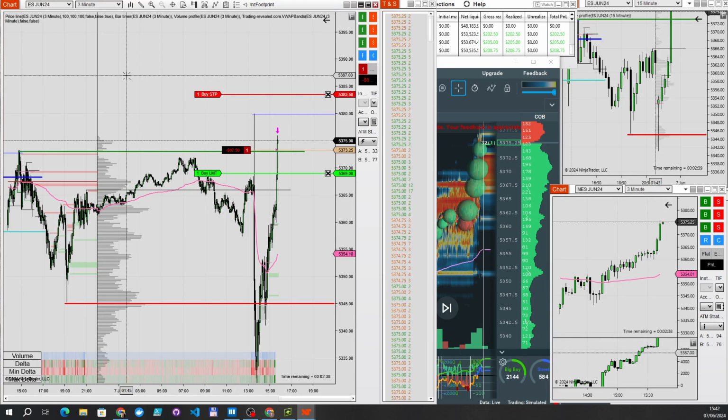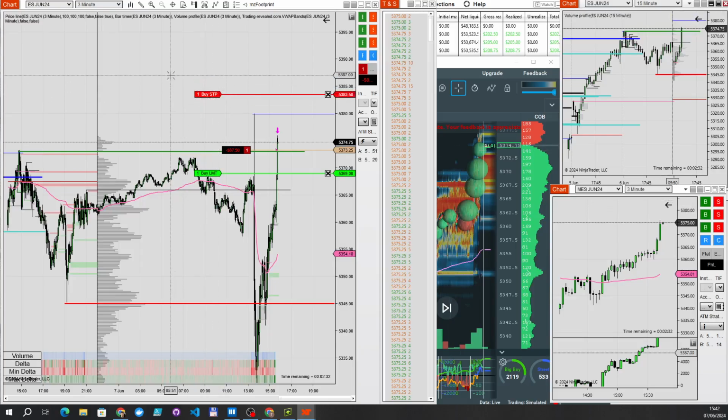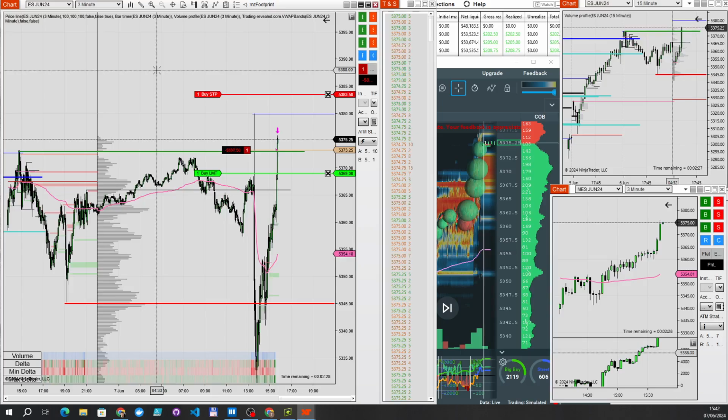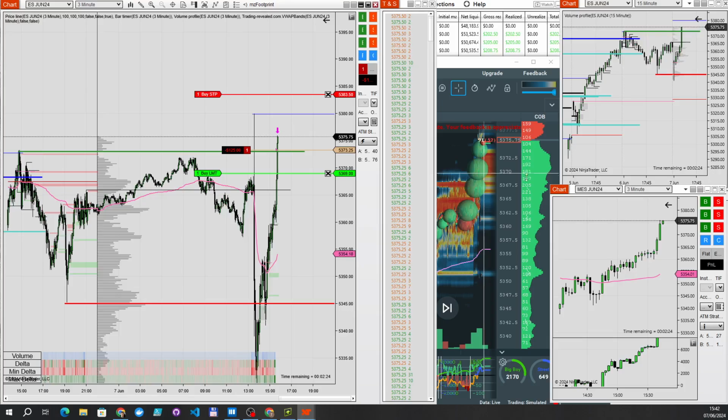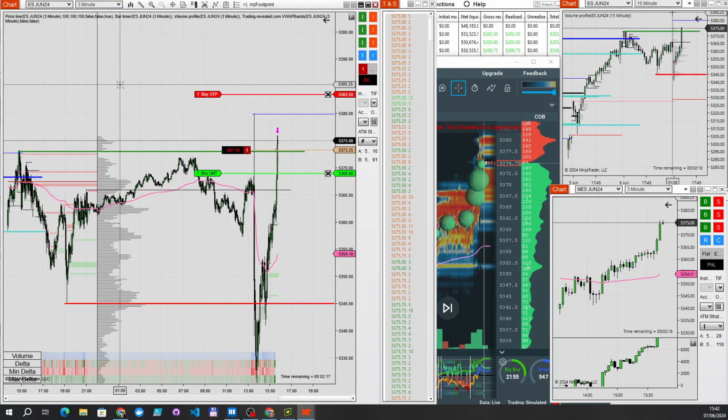No reaction on this level yet. Interesting. But should be. 73, 75. What else is here? Up to 80. Okay, I can see that. Overnight low, overnight high.